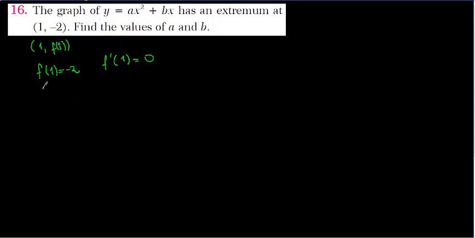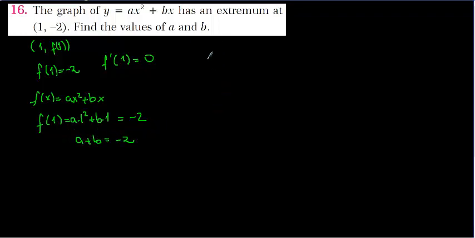First of all, let's find f1. If f1 is equal to minus 2, it means that f x is equal to ax squared plus bx, f1 is equal to a times 1 squared plus b times 1, which is equal to minus 2. A plus b is equal to minus 2.